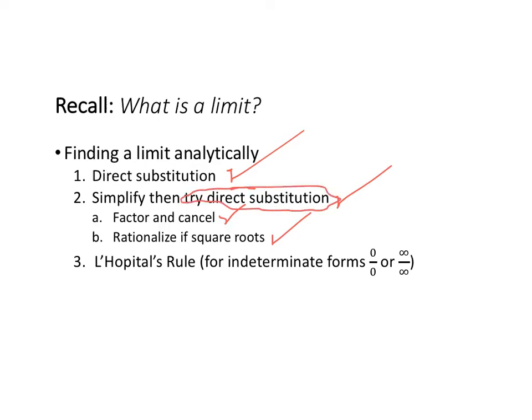The last is something we're not going to deal with right now, but we'll talk about it later, which is L'Hopital's rule. This is where we end up with an indeterminate form. In other words, we could have 0 over 0 or infinity over infinity. How do we handle that? How do we come up with a limit? We will have a rule for that which makes it pretty simple, but we're not going to deal with that right now. Right now we're just going to talk about direct substitution and then simplifying and then direct substitution.